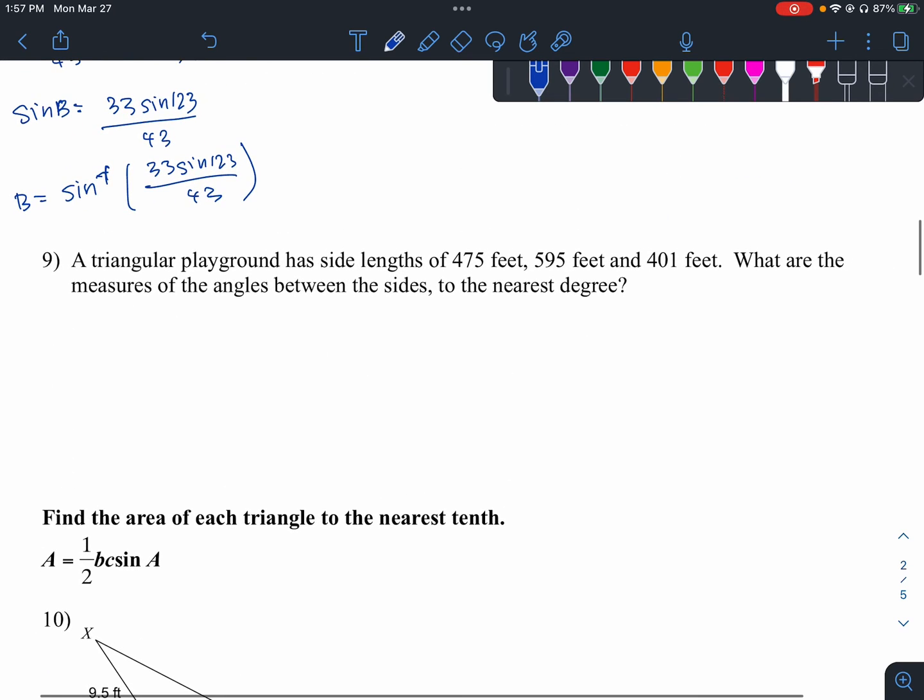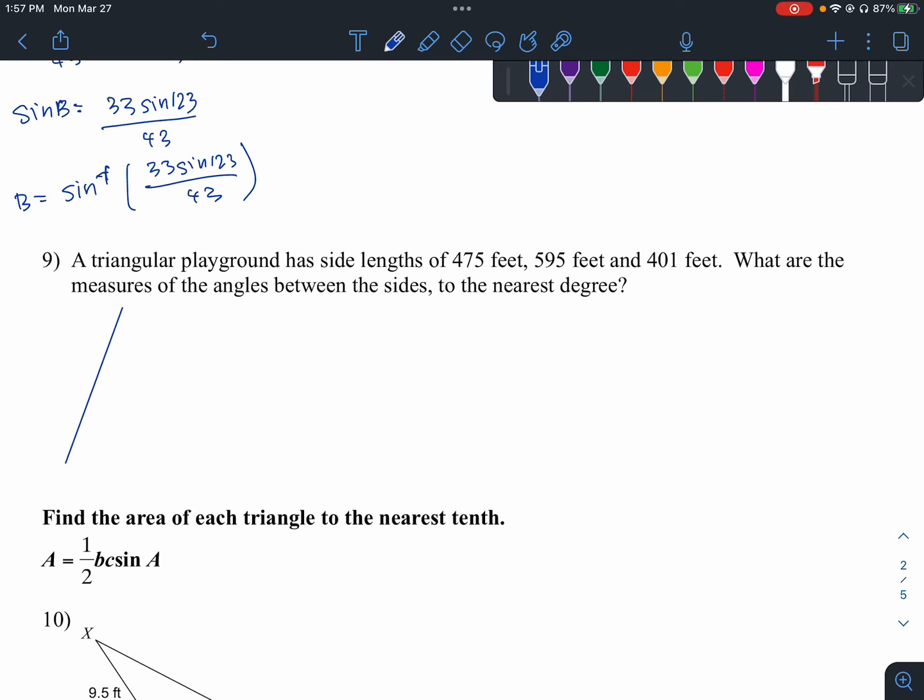And then for number 9, it's a story problem. A triangular playground has side lengths of 475 feet, 595 feet, and 401 feet. With that being said, it says what are the measures of the angles between the sides. So you should be able to just set something up really quick.